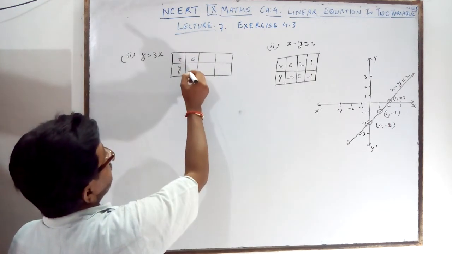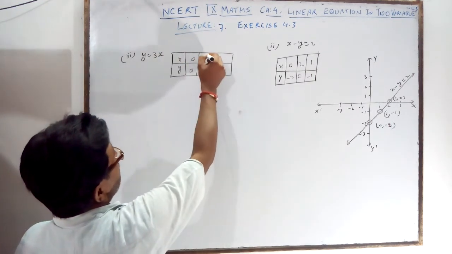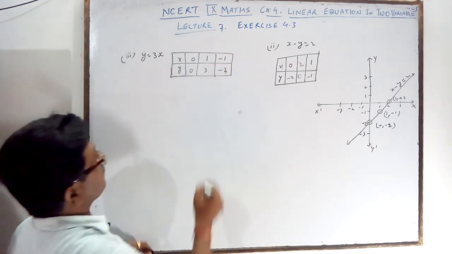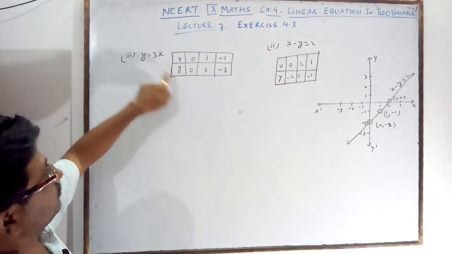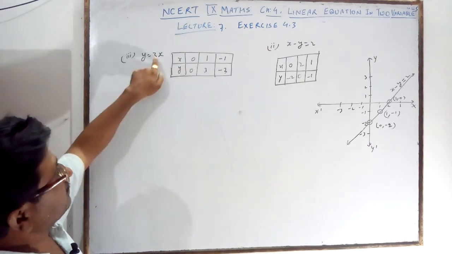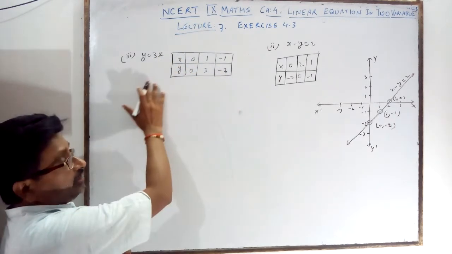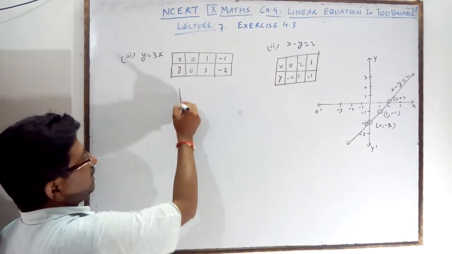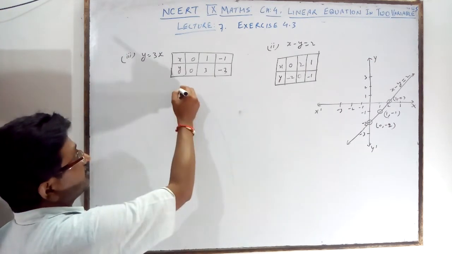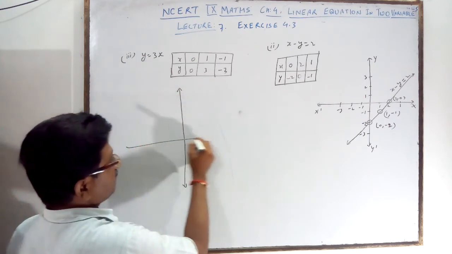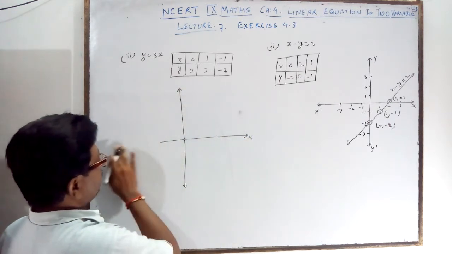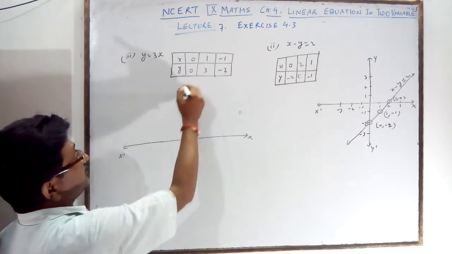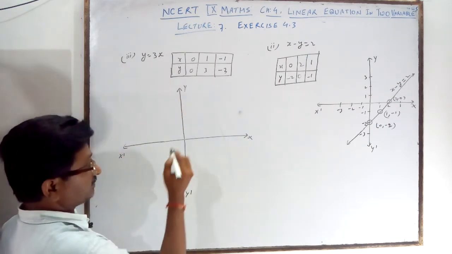When x is 0, y will be also 0. When x is 1, y is 3. When x is minus 1, y is minus 3, because 3 into 0 is 0, 3 into 1 is 3, 3 into minus 1 is minus 3. No need to show the solution. It is very simple, because here all the marks depend on the graph, not on the solution. When your graph is correct, it means your solution is also correct.